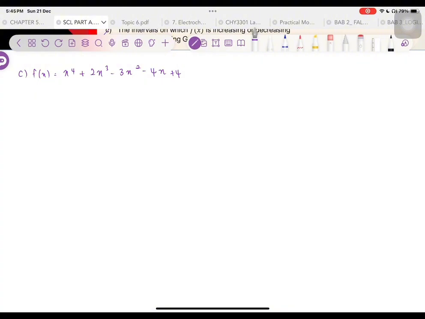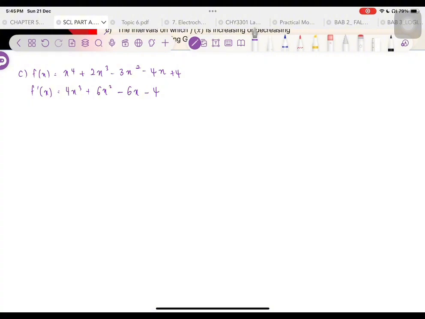Thank you. For question C, we need to differentiate the equation first. For x to the power of 4, we will get 4x to the power of 3. For 2x to the power of 3, we will get 6x to the power of 2. For -3x to the power of 2, we will get -6x. For -4x, we will get -4. And for +4, we will get 0.